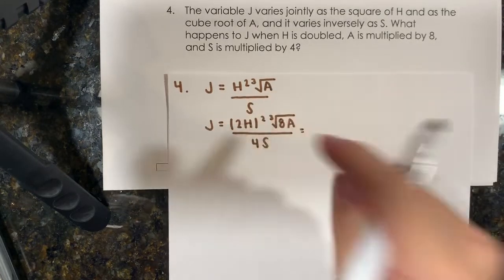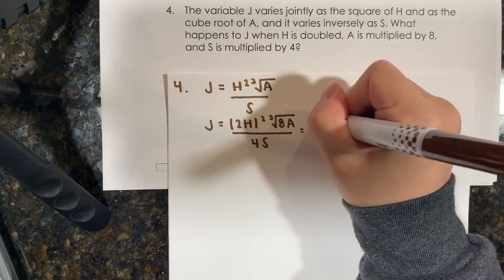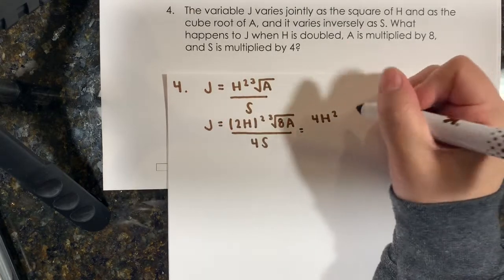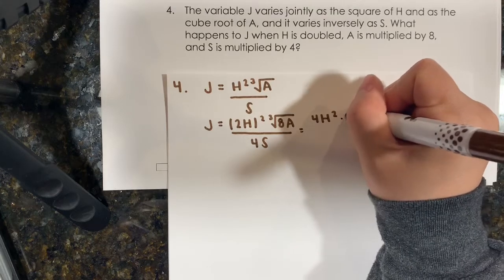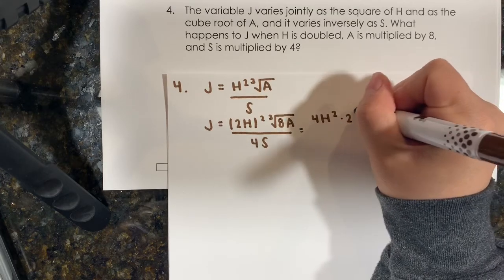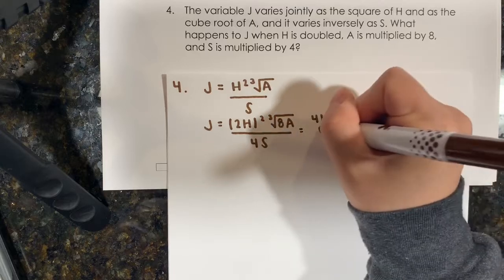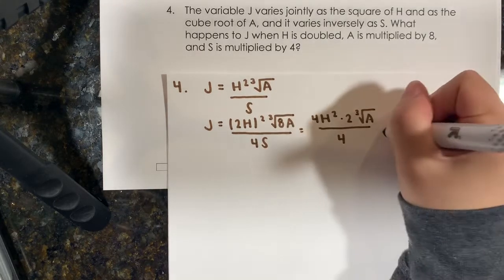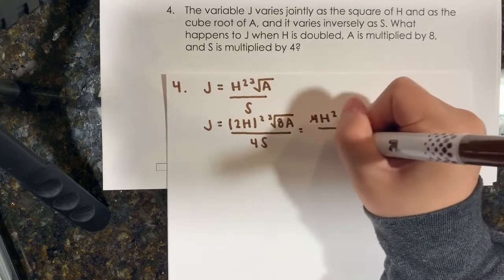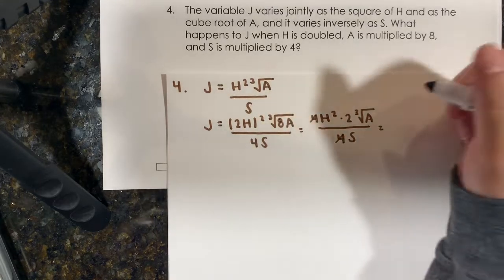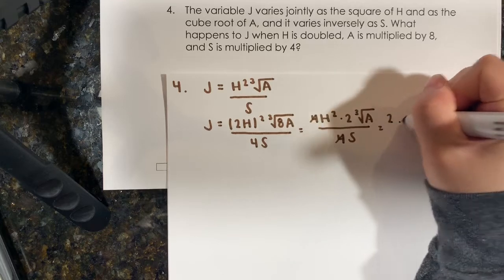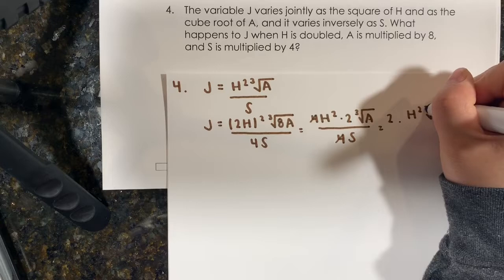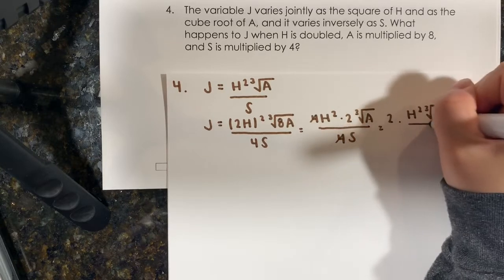When I square the 2, that would become 4H squared. When I take the cubed root of 8, that would become 2 times the cubed root of A. That's going to be over 4. Now, those 4s on top and bottom are going to cancel, but I would be left with 2 times H squared, the cubed root of A over S.